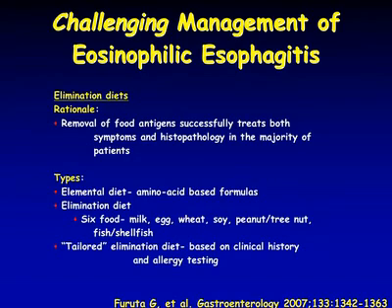The different types of food elimination diets include using an elemental formula, so a formula in which all proteins have been broken down to amino acids and thus are no longer allergenic. An elimination diet, such as the 6-food elimination diet, which removes the 6 most common food allergens. And then finally, a tailored elimination diet, which is based on the history that's taken from patients, and then allergy testing that helps to refine what those foods might be.